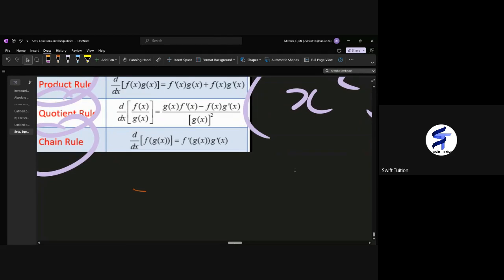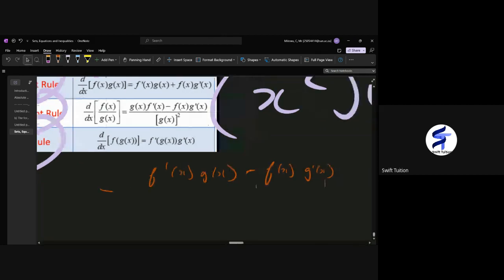Anyway, the version that I prefer depends on which version you prefer. I prefer the version that goes like this: negative, with the negative outside over here, and I'm going to have f prime x g x, then minus f of x, then g prime x over here.